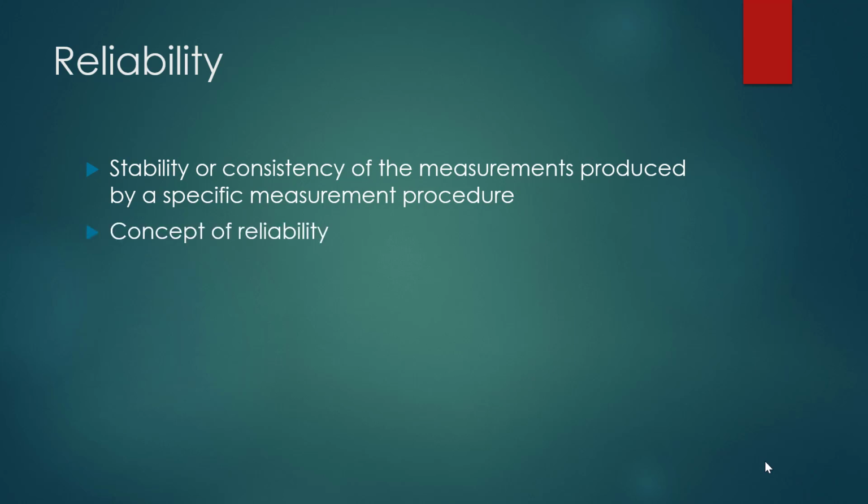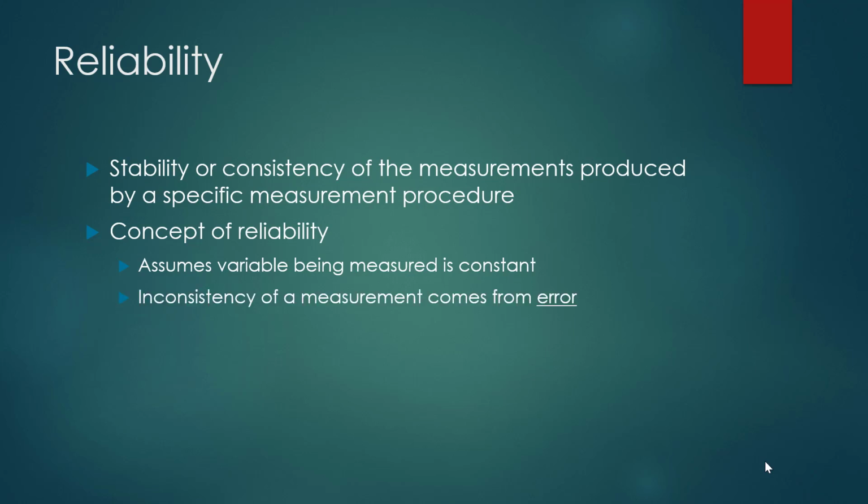When we talk about this concept of reliability, we're assuming that the variable being measured is constant, that it shouldn't change over time. If there's something that should change over time, then this idea of reliability doesn't matter. We also assume that any inconsistency of measurement comes from error. So some sort of error that's been made, and again, not because the variable should change.